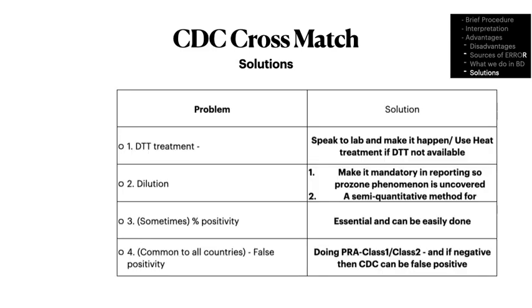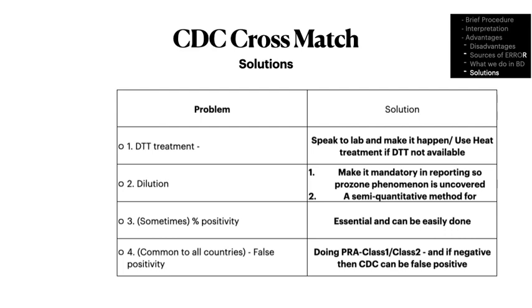So what are the solutions for this problem? One is DDT treatment, which is easy to employ, and in case DDT is not available for any reason, they can use a simple heat treatment. The protocol is simple, and the lab people will be able to help you with it. And dilution is mandatory, and it is a simple process.